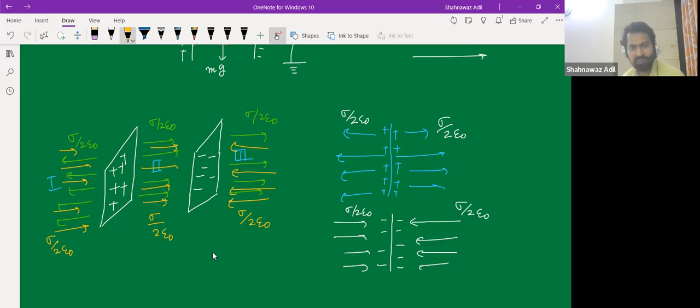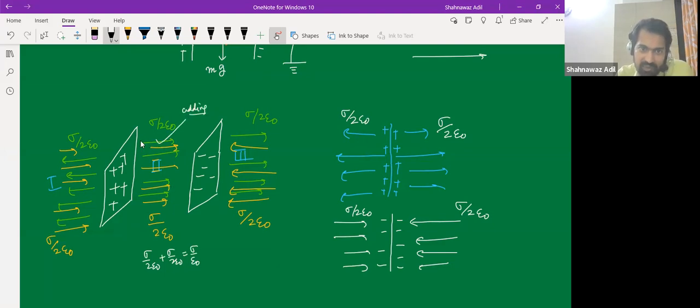Aisha and Rabia, from the figure you can clearly see that. Which region, Aisha? In the second region, what is happening? Adding up or canceling out? You see that both are in the same direction, i hat and i hat, so they are adding. So sigma by 2 epsilon naught plus sigma by 2 epsilon naught is sigma by epsilon naught.